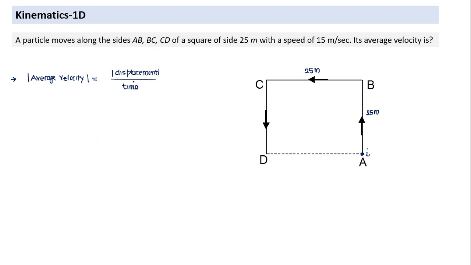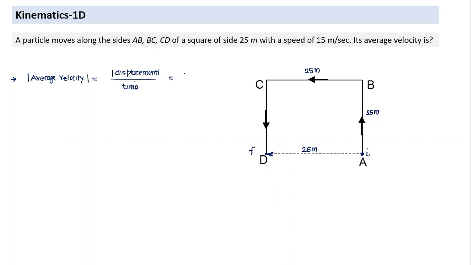In this case, displacement is easy to find. This is the initial position and this is the final position. From here, by the time it reaches from A to D, what is the average velocity it had? To find displacement, again I draw a vector, an arrow starting from the initial point and ending at the final point. The length of the arrow indicates magnitude, which is equal to 25 meters. So displacement magnitude is equal to 25 meters.